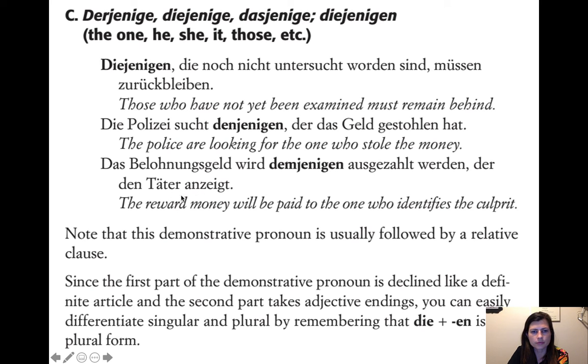Okay, so it's usually followed by a relative clause, and then the first part is declined like a definite article, as you would expect, der, den, whatever it is. And then the second part takes the adjective endings. So see how if it's plural, diejenigen, it's always going to have that N. But if it's feminine singular, then it's diejenige.